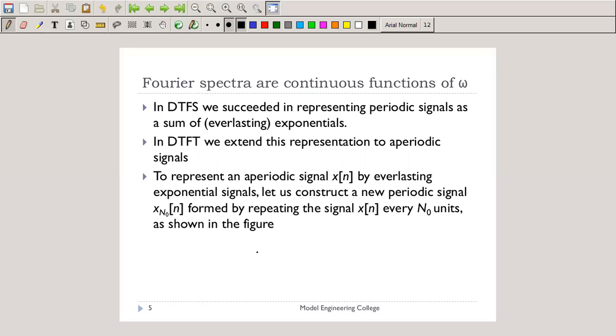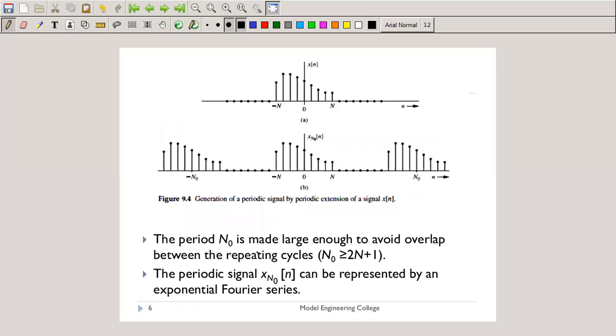That periodic signal x n0 of n is formed by repeating x of n over n0 units. This is explained in this figure. Here you can see an aperiodic sequence x of n, and by repeating that aperiodic sequence with the period n0, we construct a periodic sequence. So from the aperiodic sequence, we are constructing a periodic sequence x n0 of n. And here this period n0 is made very large to avoid overlap between the repeating cycles of x n0 of n.